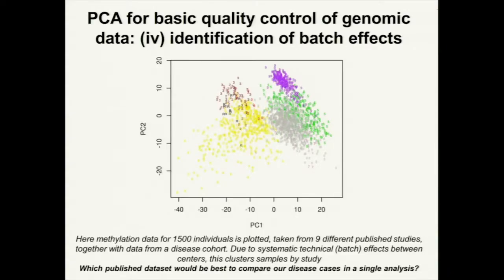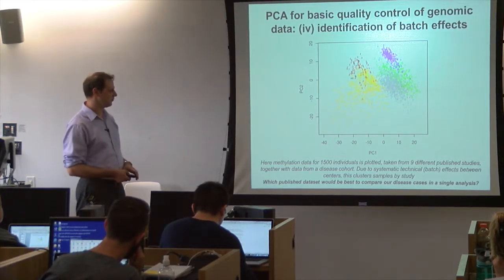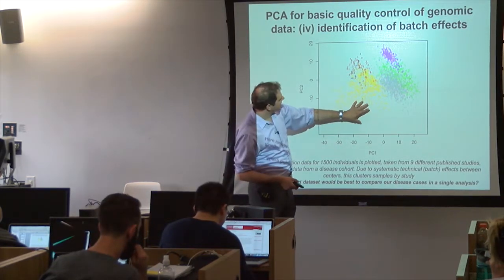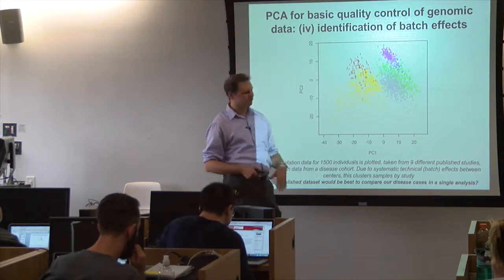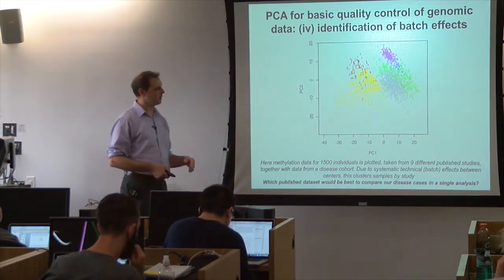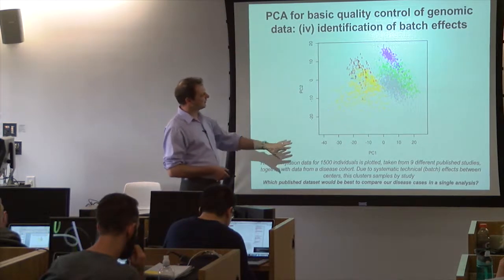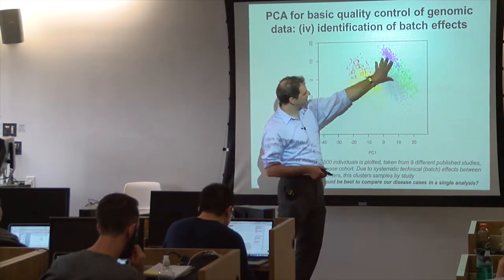What we're plotting here is 1,500 individuals. Again, this is profiled with these Illumina methylation arrays, but you could do the same thing with many other kinds of data. And here we've plotted, I think there's 9 different batches of data, all from all over the world. This is all publicly available data we downloaded from the web. And you can basically see that each batch has its own particular bias.